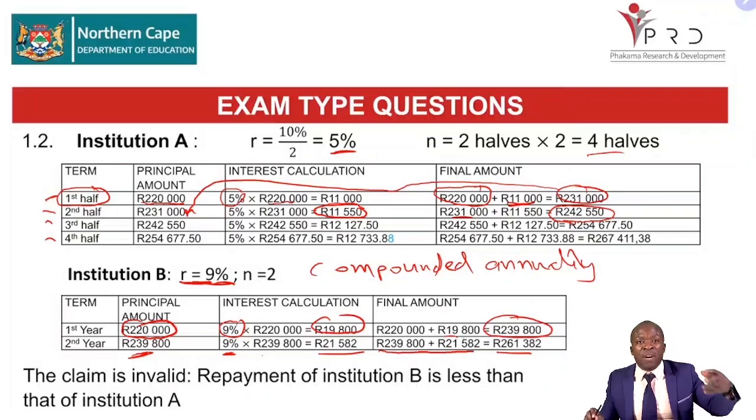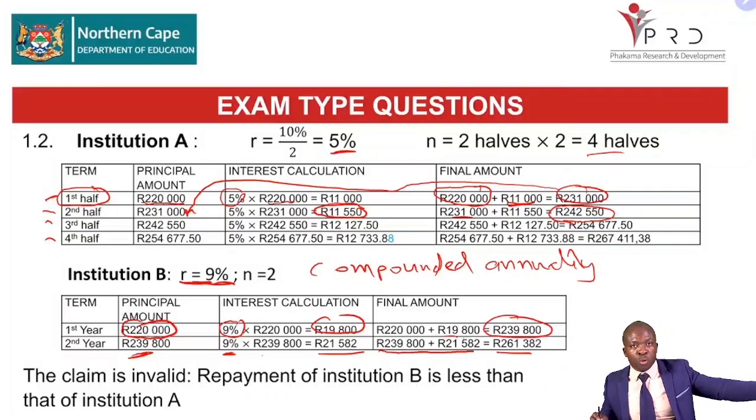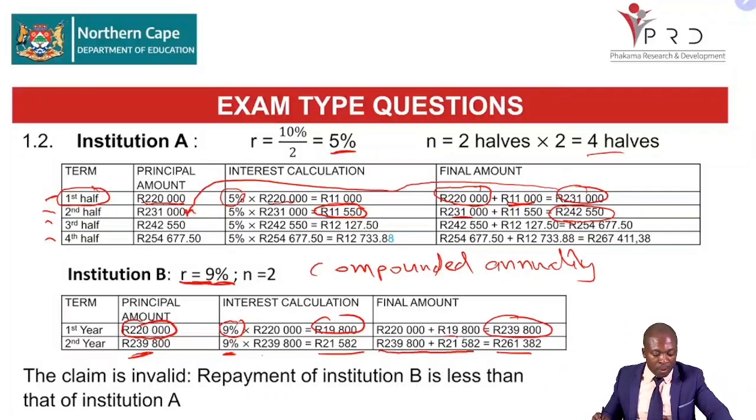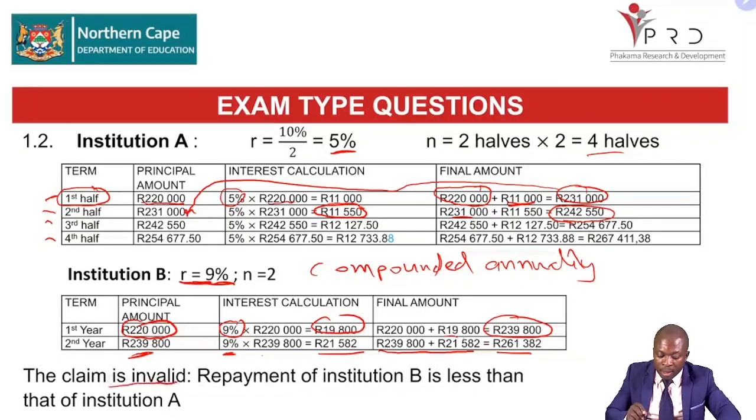Well done. But now, remember, it was a loan. Bamboo was advised to do what? To try and choose option A. So let's check now. Should Bamboo choose option A or not? No. Why? Because in institution B, can you see, we are paying 261,000.